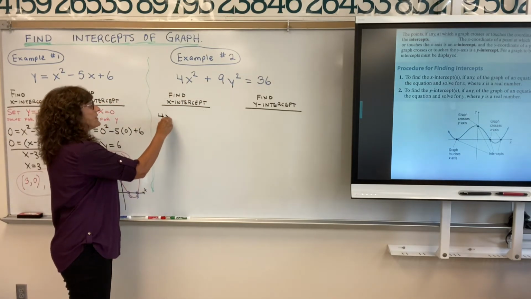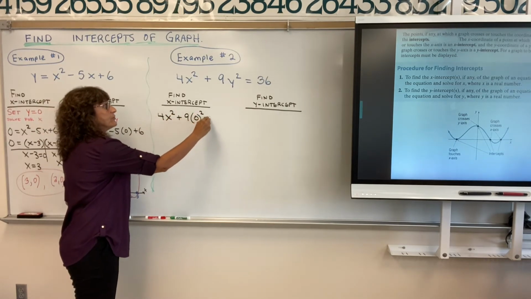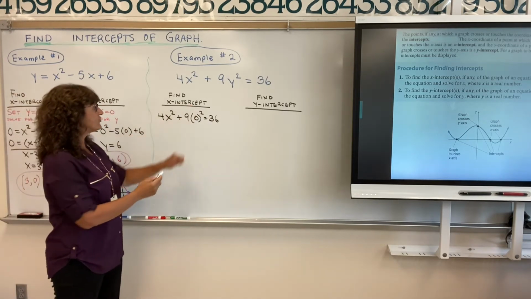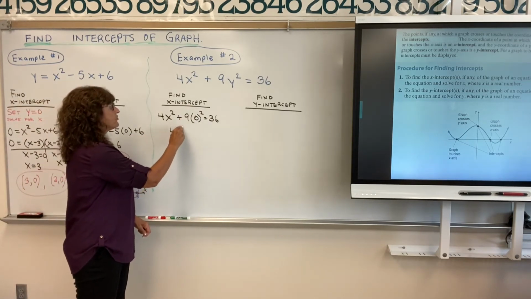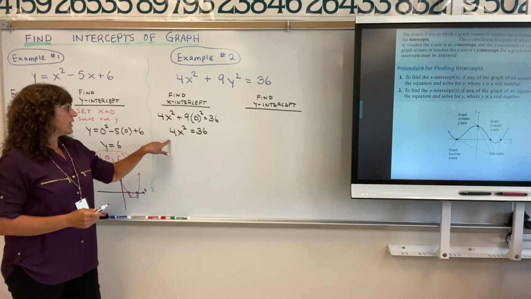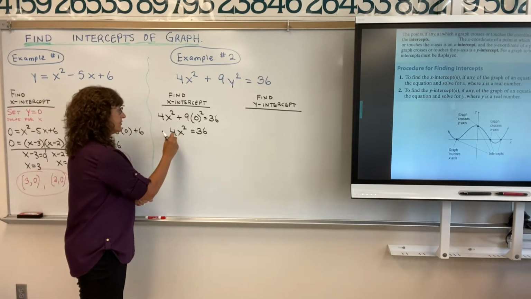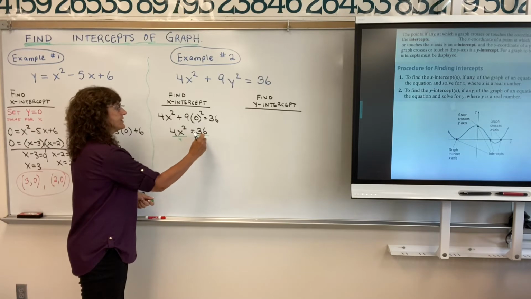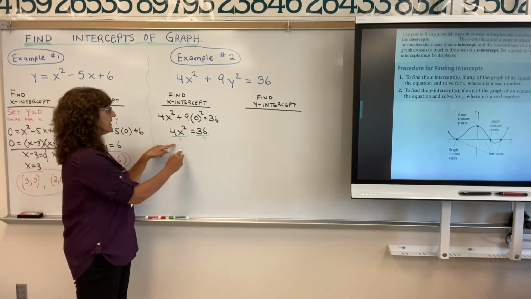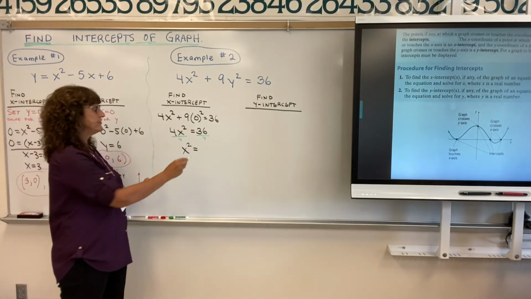So you have 4x squared plus 9 times 0 squared equals 36. Substitute 0 in for y. It makes that term go away. So we have 4x squared equals 36. Now we want to solve for x. Well, we have to divide both sides by 4 first. We want to isolate the x, but let's get the 4 out of the way first. Divide both sides by 4. The 4's cancel, so x squared on the left side, and then 36 divided by 4 is 9.